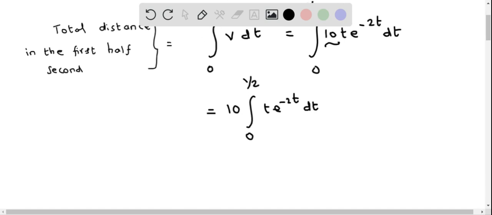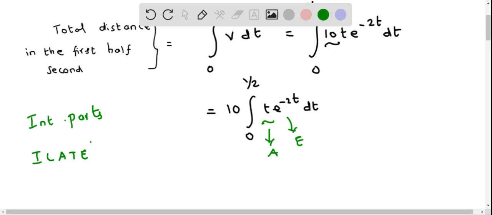We now see that this is a product of two dissimilar functions. This t is an algebraic function, and this e raised to the power of negative 2t is an exponential function. So here we can use the integration by parts method. In this method we follow the ILATE rule. This is shortly the ILATE rule.